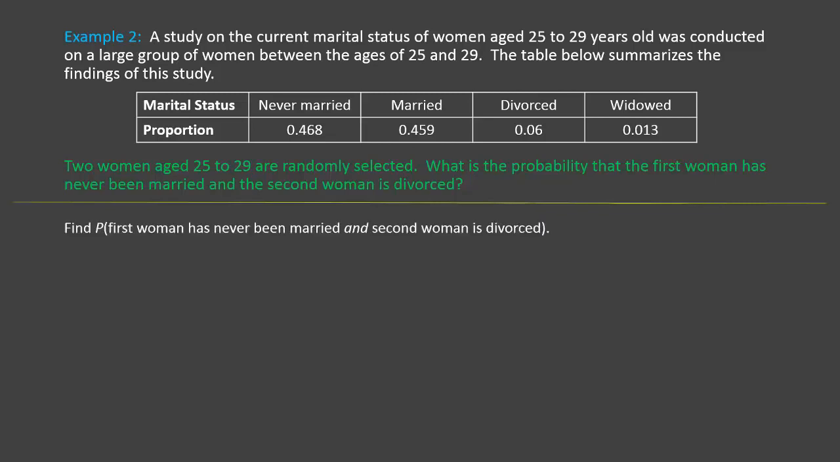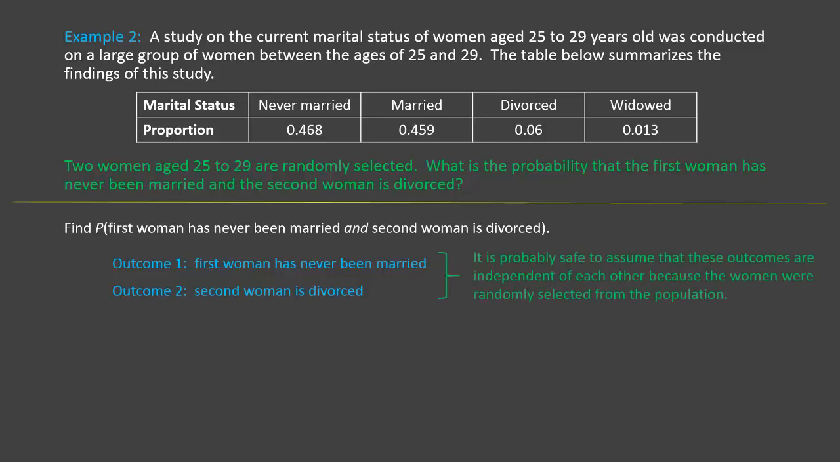Here's the probability we're asked to find. The probability that the first woman has never been married and the second woman is divorced. The two outcomes of interest are outcome 1, first woman has never been married, and outcome 2, second woman is divorced.